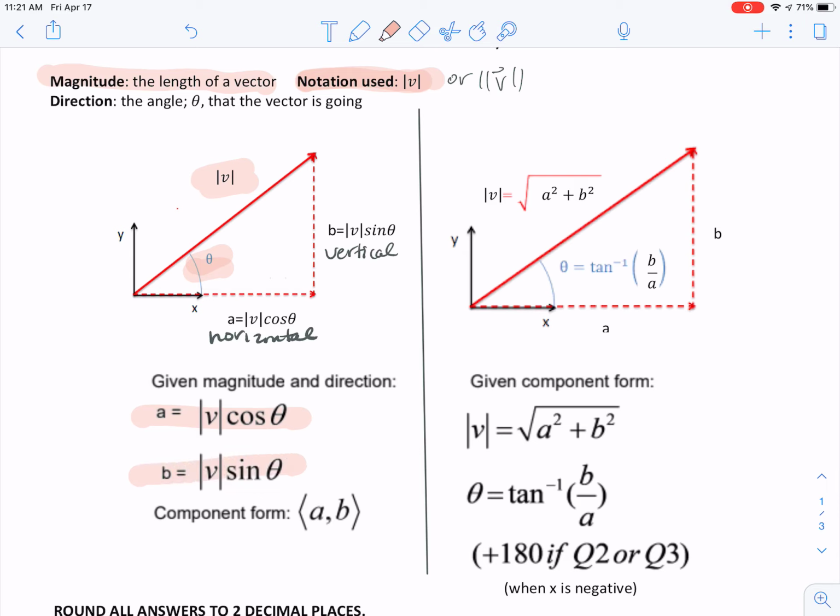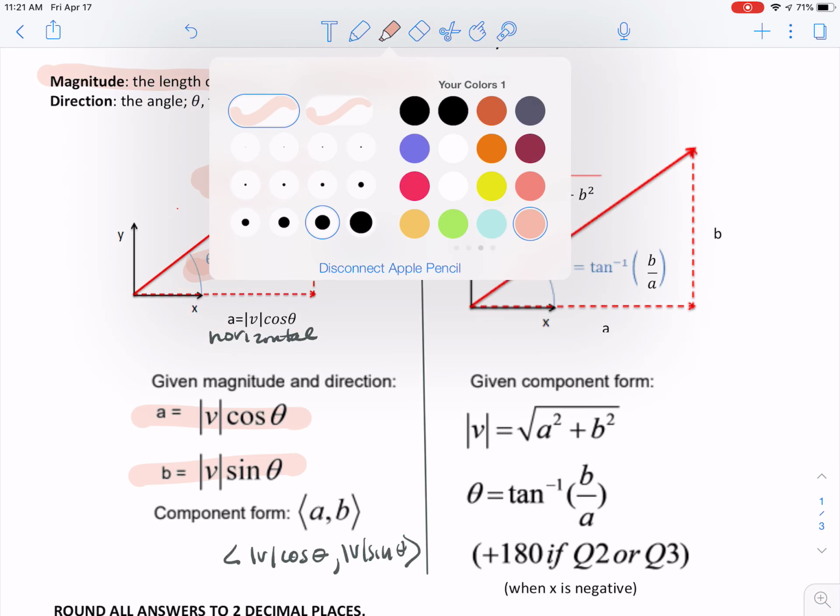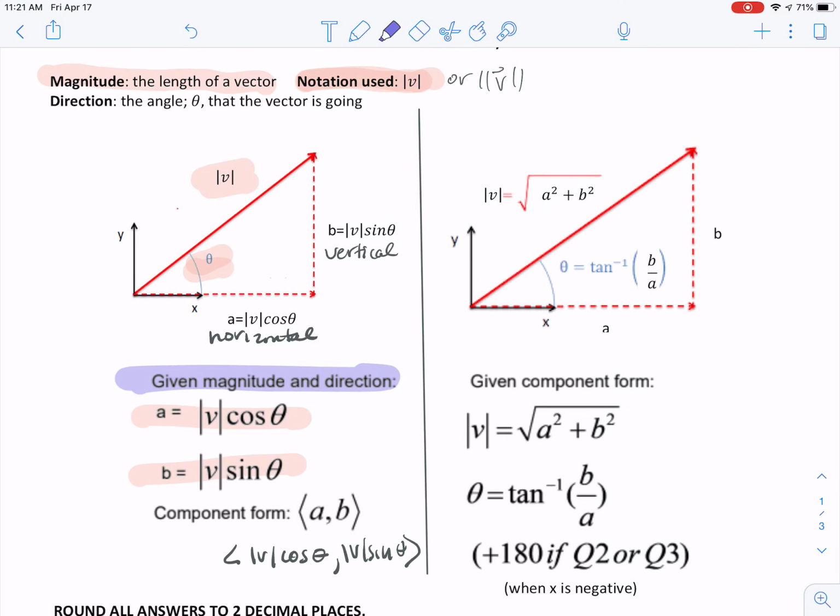So then the component form A, B, you could also think of it like this. Component form could be magnitude cosine theta, comma, magnitude sine theta. And that's what you're going to do. This is given magnitude and direction. So if you're given the magnitude and direction, you use basically this or that.